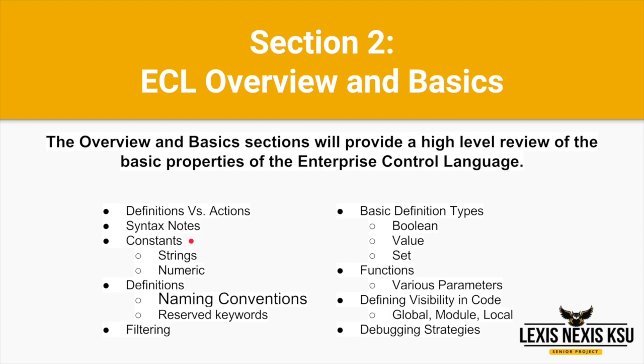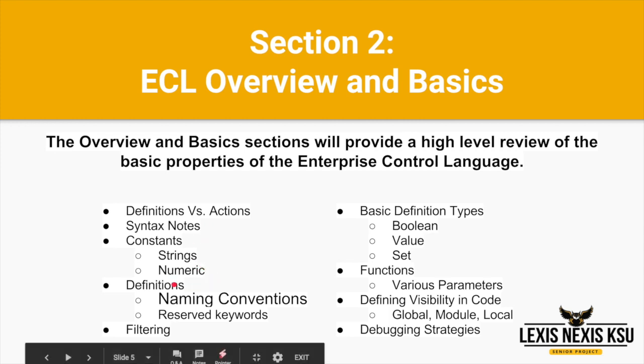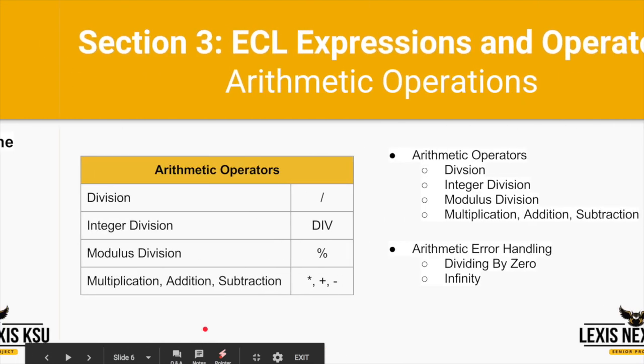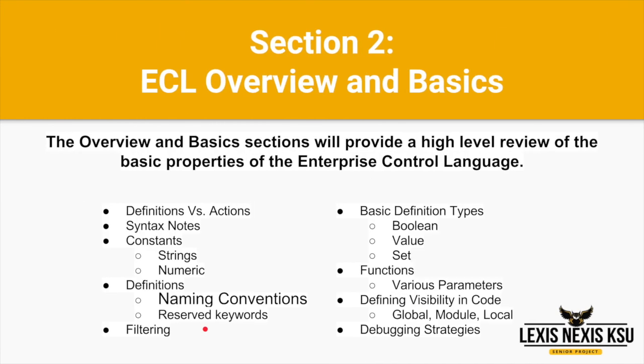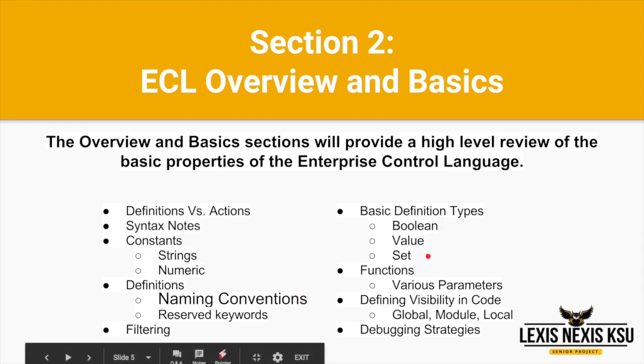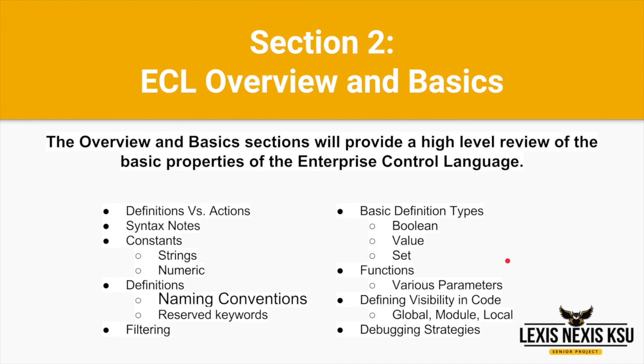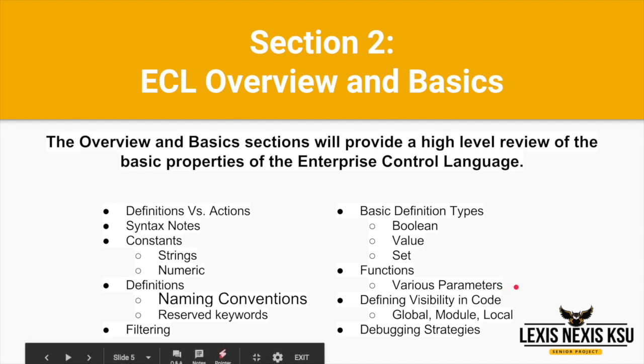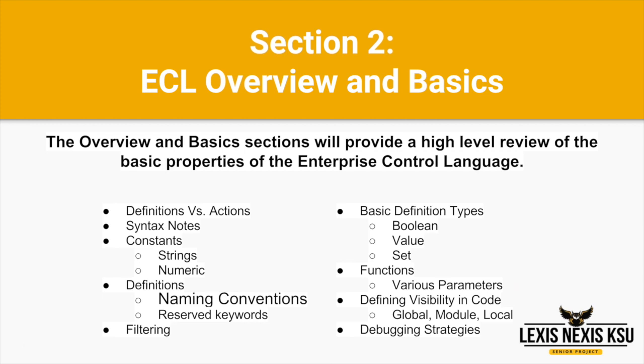You have constants, things like strings and numerics. We'll talk about those. Of course, you have definitions and how you define things. We'll talk about naming conventions, reserved keywords. Talk about filtering. Filtering is a huge piece of ECL, considering it works with databases. So filtering is a big piece to talk about in the overview. We'll talk about some basic definition types, your booleans, your values, your sets. We'll talk about all these. Then we also talk about functions, how you declare functions, the various parameters. We'll talk about visibility in code, such as global, module, local, and then we'll also talk about some debugging strategies. And again, all this is very high level, just an aid to help you get started.